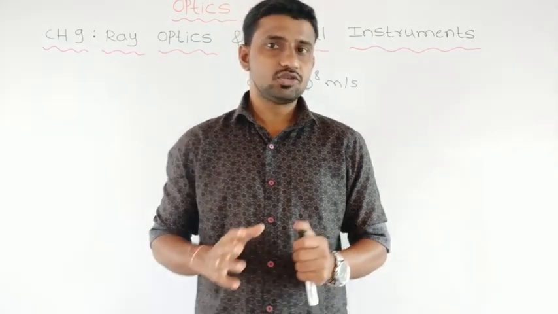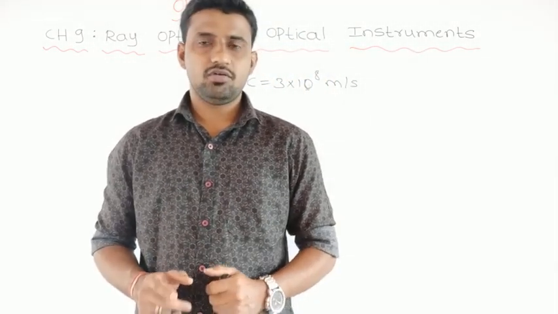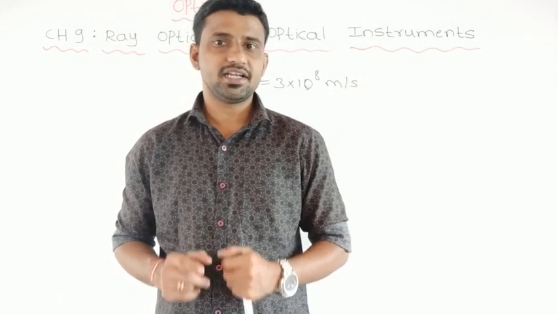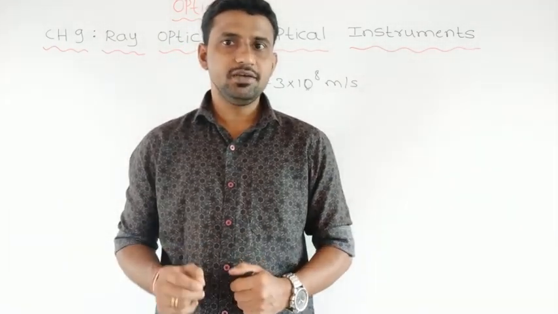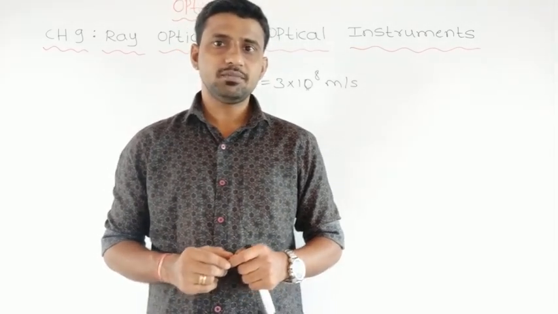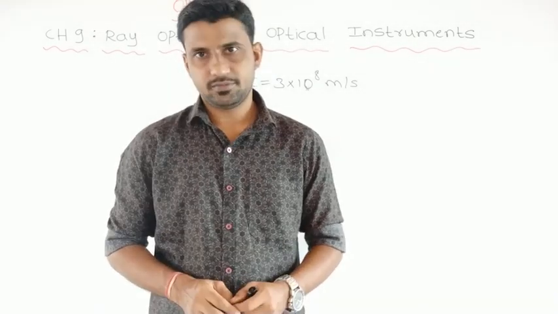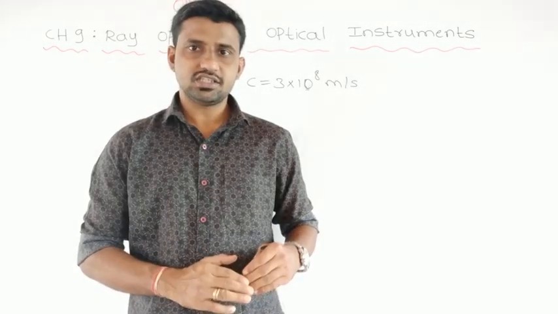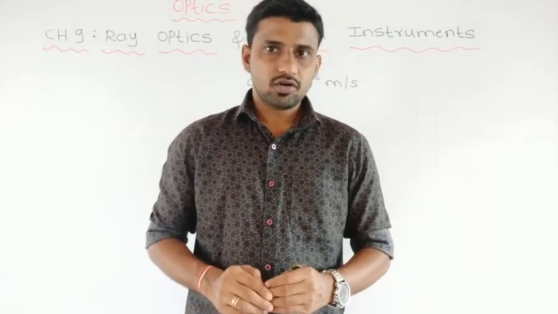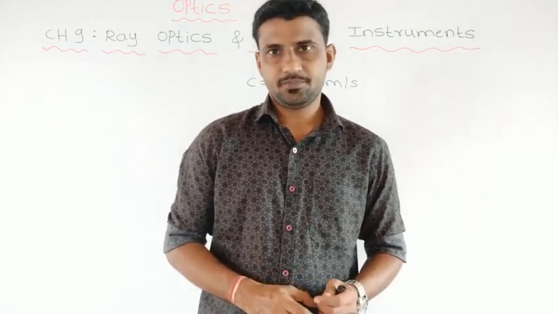Okay, so there are two theories to explain the nature of light. One theory is the electromagnetic wave theory, which explains the wave nature of light, and another is the quantum theory, which explains the particle nature of light. So these are some introduction and basics related to light.